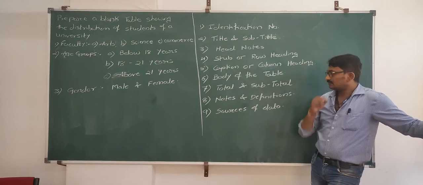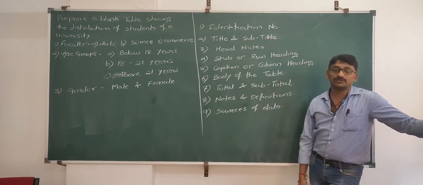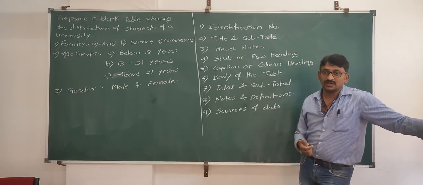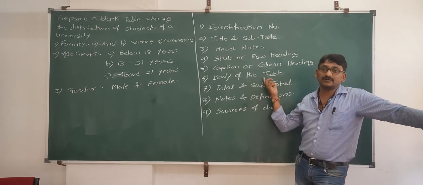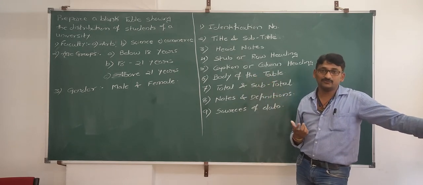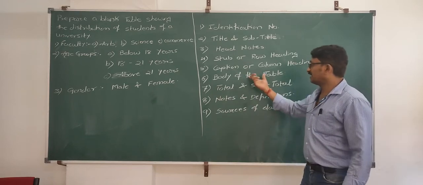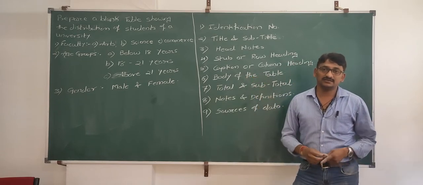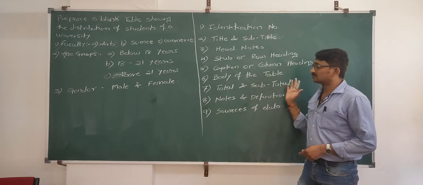Okay. Now out of these components, body of the table is most important to differentiate between blank table and statistical table. Because if the body of the table does not contain any value, then it is called a blank table. Suppose if there are values in the body of the table, then it becomes a statistical table. Okay. With all these 9 components, I will solve one problem.